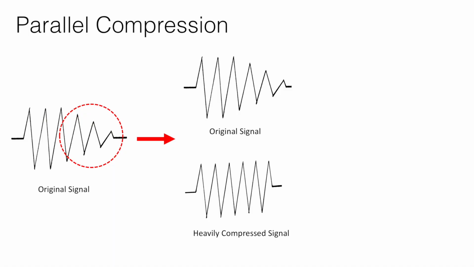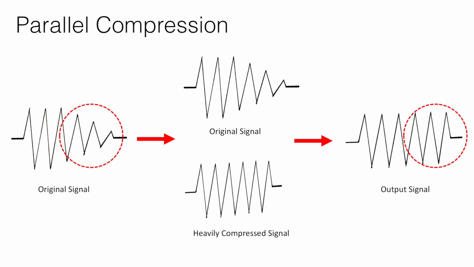Parallel compression. This is a type of upwards compression. It works by splitting the signal into two and heavily compressing one. We then recombine the two signals. This brings up the quietest part of the track instead of bringing down the loudest peaks. An example of when we'd use this is when we want to make a drum sound more powerful.